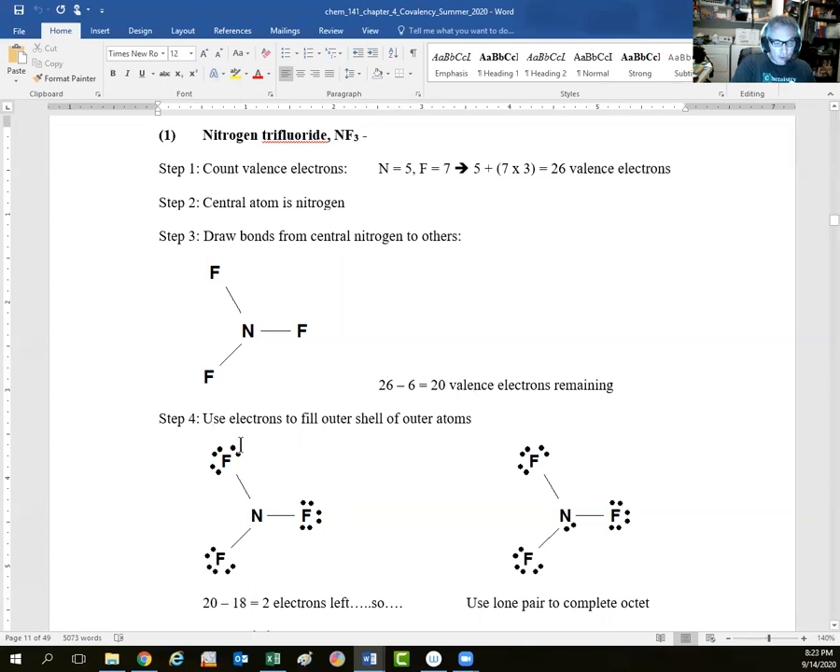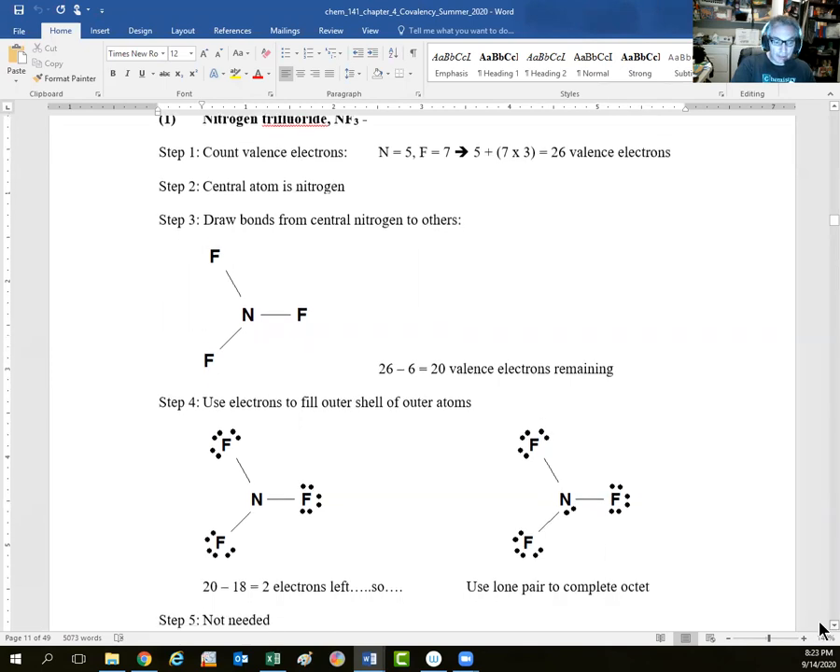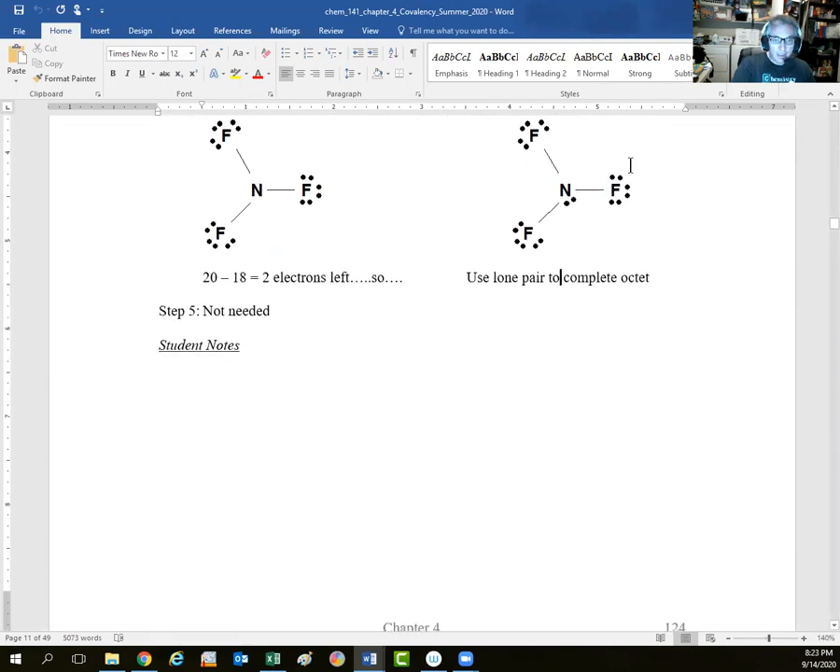So we've filled the octets of the fluorine atoms with 2 electrons to spare. So that pair of electrons goes on to the nitrogen as a lone pair. Octet is complete. You can see that with the fluorine and the nitrogen atoms. 8 electrons around each fluorine atom and 8 electrons around the nitrogen atom itself. 2, 4, 6, 8. We know we're finished when the octets are complete.